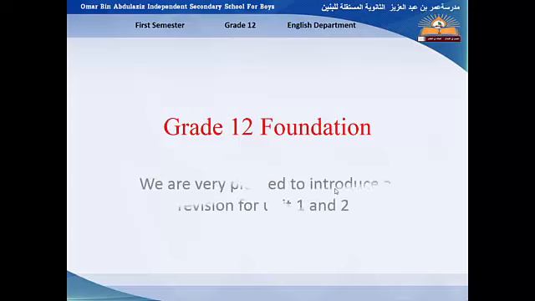Welcome to our revision for grade 12, unit 1 and 2. We are very pleased to introduce this revision for all of you.